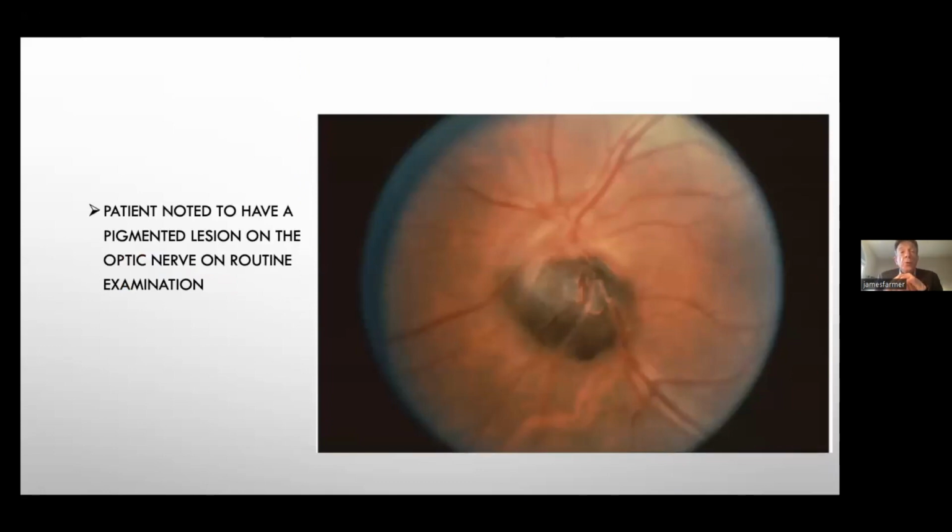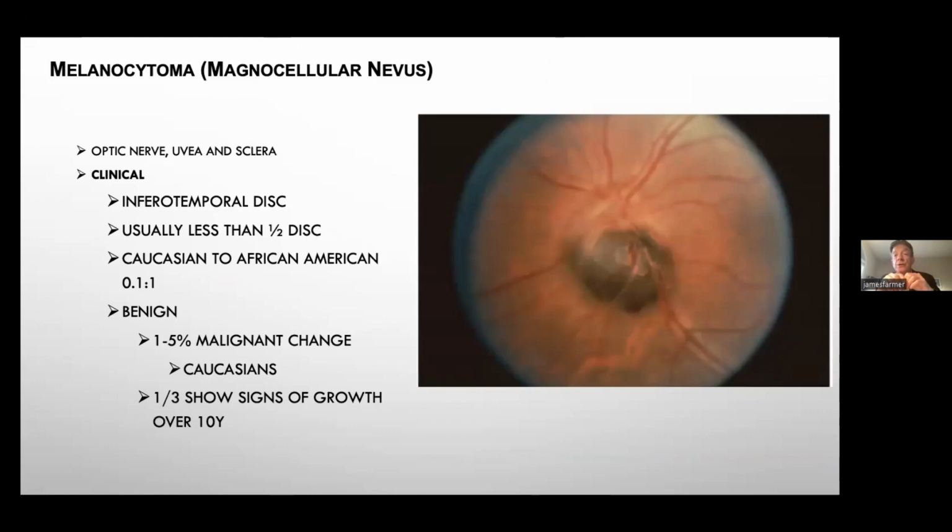So this patient was noted to have a pigmented lesion on the optic nerve on routine examination. The diagnosis here is melanocytoma or magnocellular nevus. It is a tumor composed of plump polyhedral neval melanocytes. It forms in the optic nerve, uvea, and sclera, most commonly in the optic nerve. Inferotemporal disc, as here, is the most classic location for the tumor. It's usually less than half a disc. It's very common in the African American population in the United States.